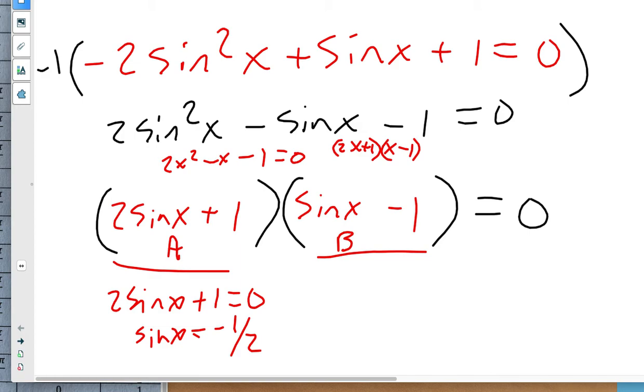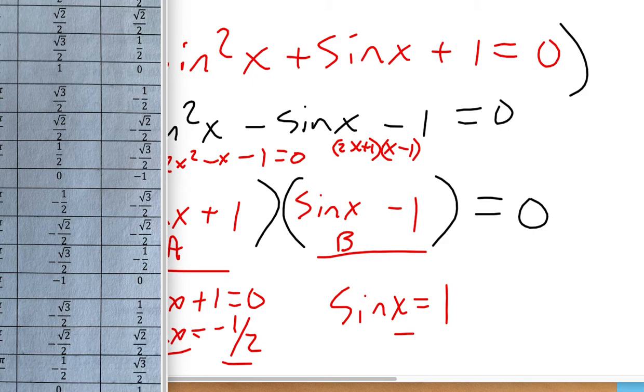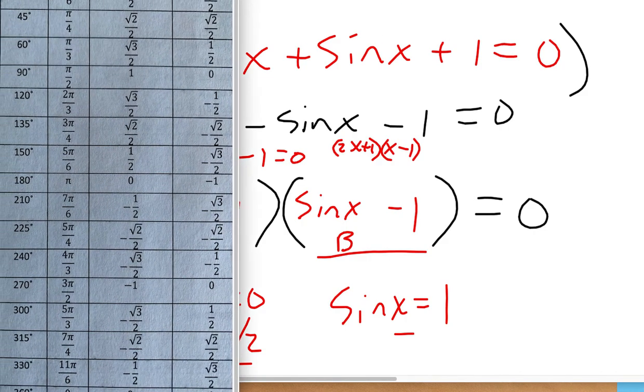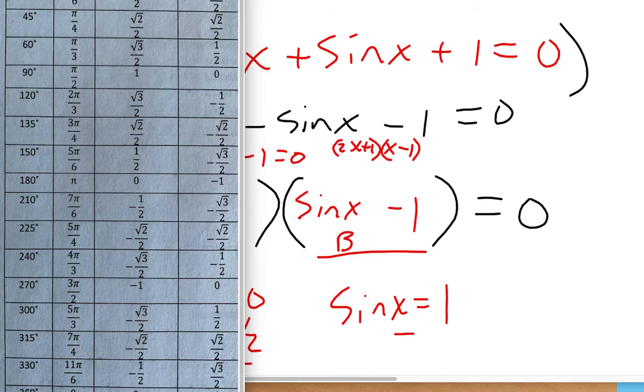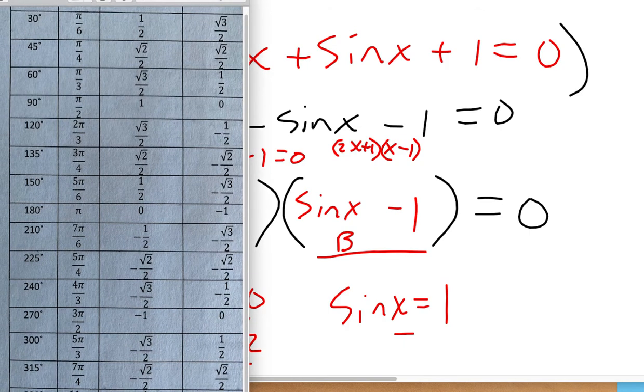And when does the other part equal 0? Sine of x equals 1. So we got to figure out what angles give us a sine value of -1/2 and what angles give us a sine value of 1. So I got my chart here. This column is sine, this is cosine, from the note sheet I gave you. We don't care about cosine. We want to know in the sine column when we have either a value of 1 or -1/2.